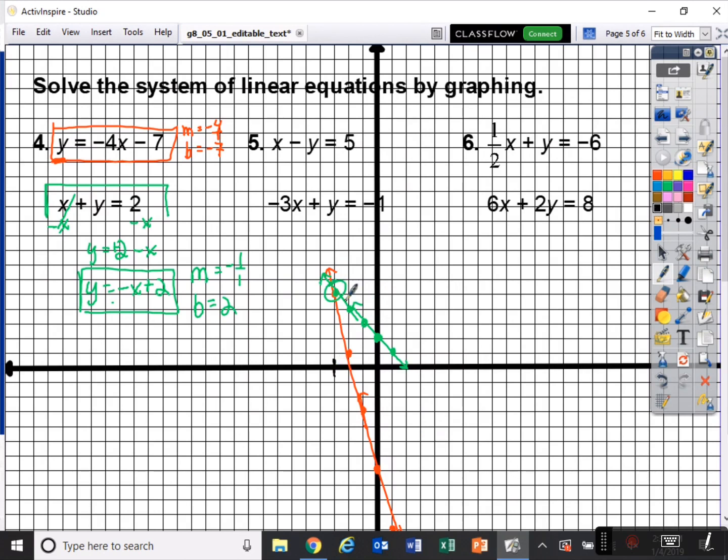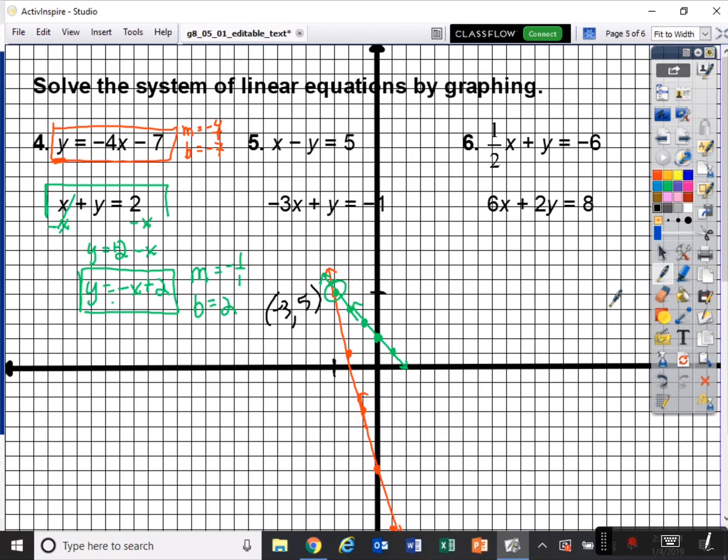There's the x. There's the y. 1, 2, negative 3. 1, 2, 3, 4, 5. And there's my answer. And you can check it just to make sure that you got it right. But I'm going to skip that part because that's just for you. If you want to check it, you can check it. I'm not going to make you check them. But that's a guaranteed way to know if you got it right or wrong.